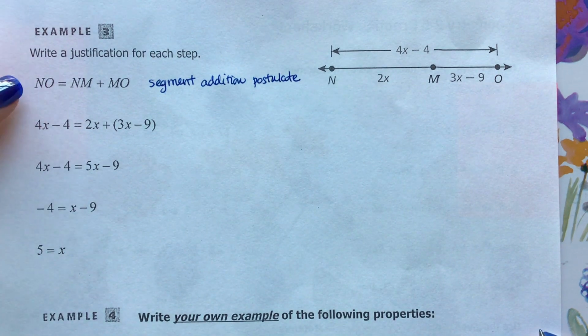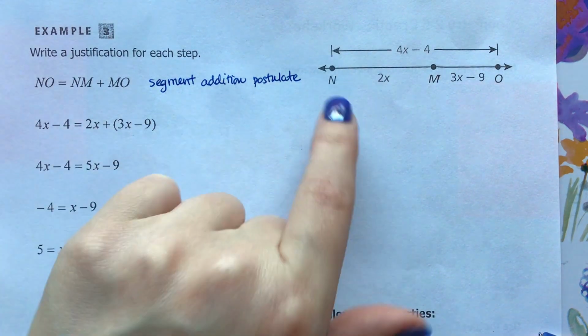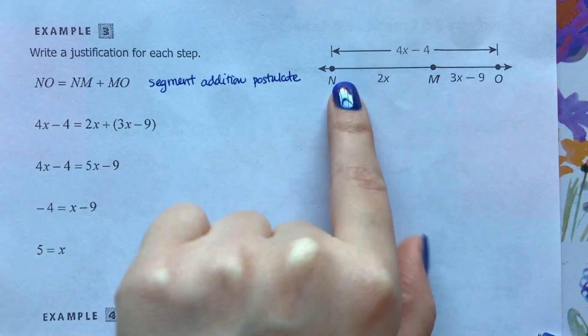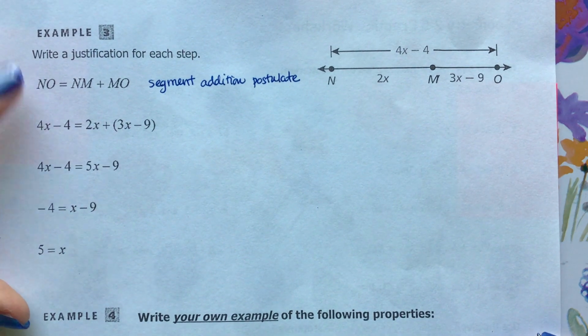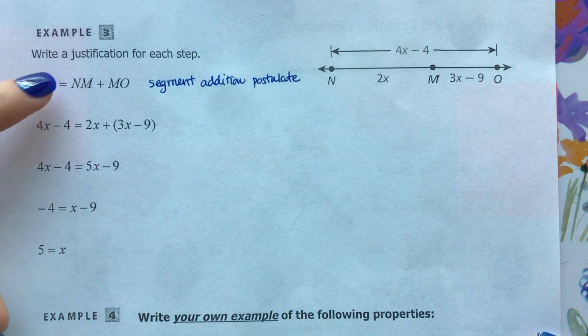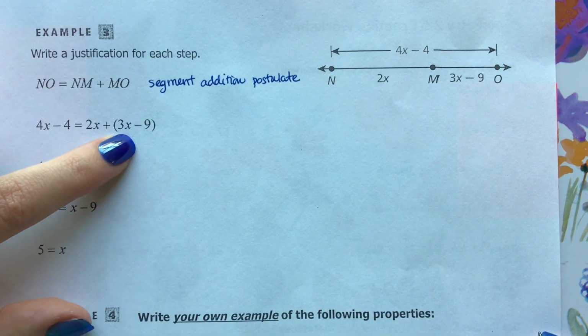Okay. So that was our first step. We had to set up an equation based off of the geometry shapes or image that we see here. Now they went from NO to 4x minus 4. They went from NM to 2x and from MO to 3x minus 9.